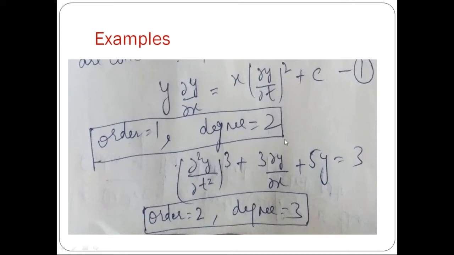I'm taking another example as well. It is (∂²y/∂t²) raised to power 3 plus 3 times ∂y/∂x plus 5y equals 3. Now, in this example, the highest derivative is the second order derivative. So, order is 2. Now, what is the degree of the PDE? The power of the highest order derivative is 3. So, the degree will be 3.